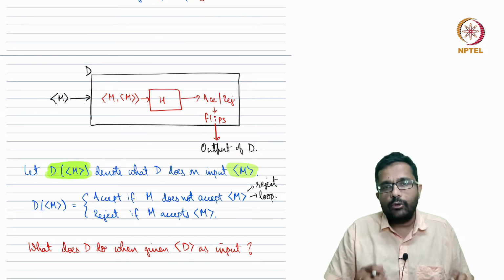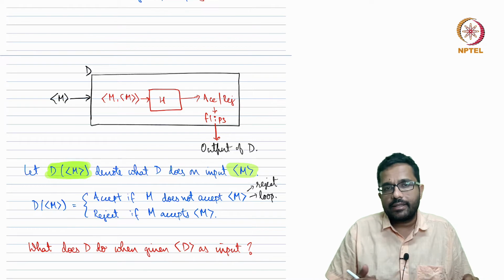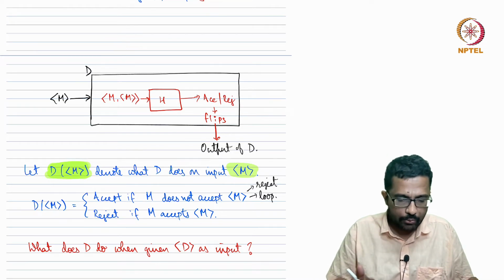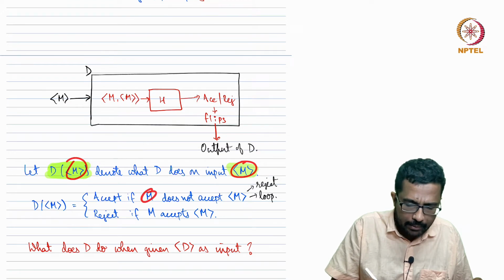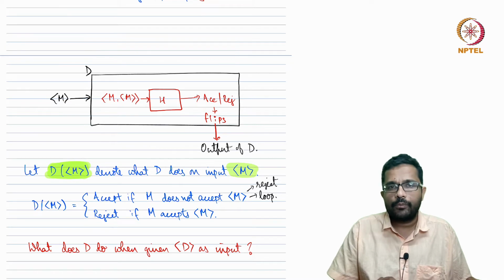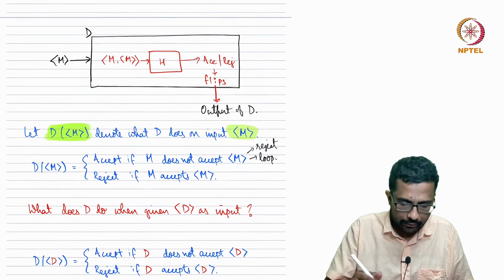So what does D do when its own description is given as input? It's very simple to do, very simple to see. Wherever we see M here, we just replace M with D, right? That's all that we have to do. So let's try doing that. In fact, I have already done that.